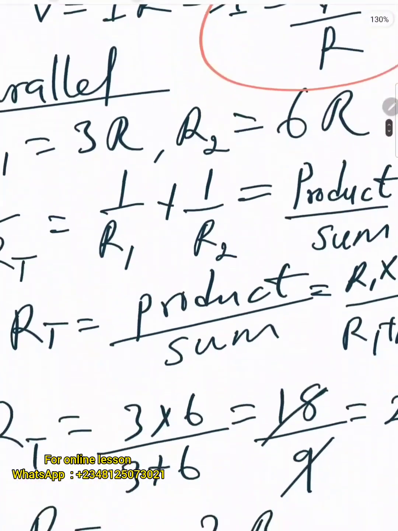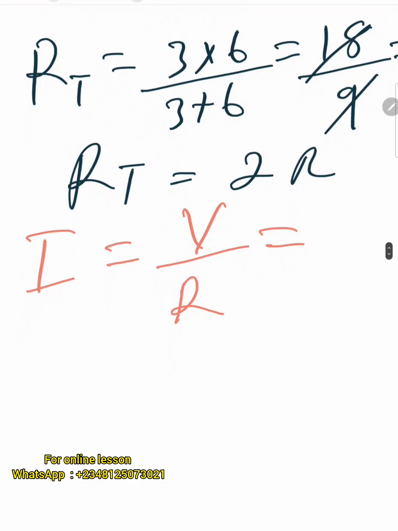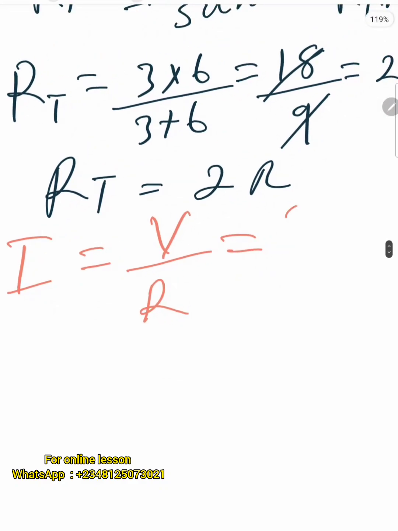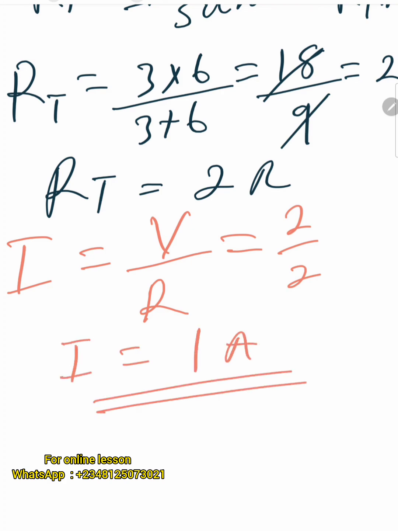Let's go to our calculation. So which now gives us 2 over 2. So the final answer is 1. So your I equals 1 amp. So this is our answer.